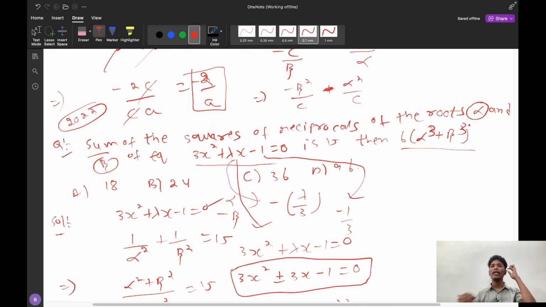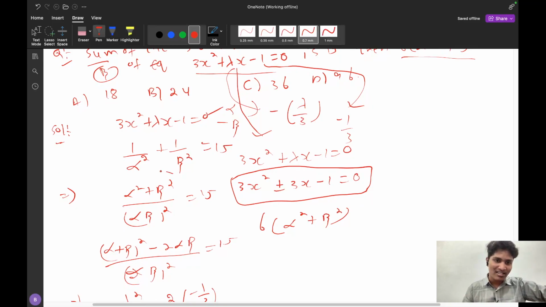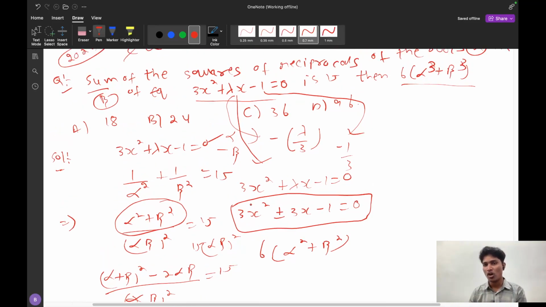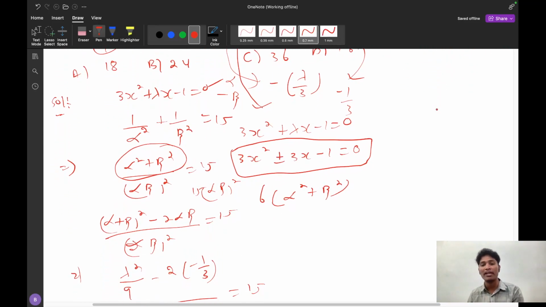Because I only have the doubt, because here alpha square plus beta square is directly given. It is directly given. I can write 16 into (alpha beta) whole square. So what is the need of finding again the value of lambda? Because the question is not asking alpha square plus beta square. It is asking alpha cube plus beta cube. So what is the value? Alpha cube and beta cube. So 6 into alpha cube plus beta cube I have to find.